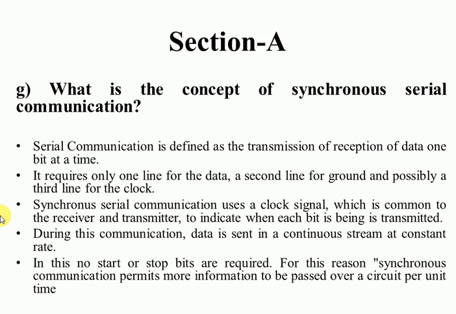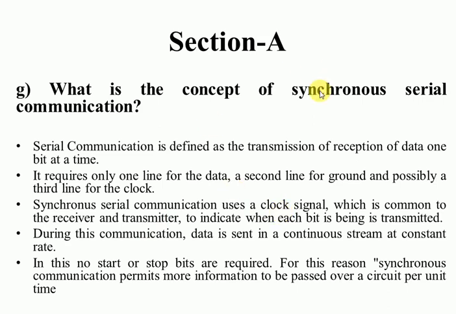If we are transferring one bit at a time, then for transferring the data we require only one line. The second is for grounding, and the third is for the clock. In serial we are not transmitting or receiving all the bits at once; one by one we are sending or receiving the bits. Now synchronous serial communication is that in which instead of using start or stop bits, we use a clock signal. This clock signal is common for the receiver as well as the transmitter, and it indicates when a bit is being received or transmitted.